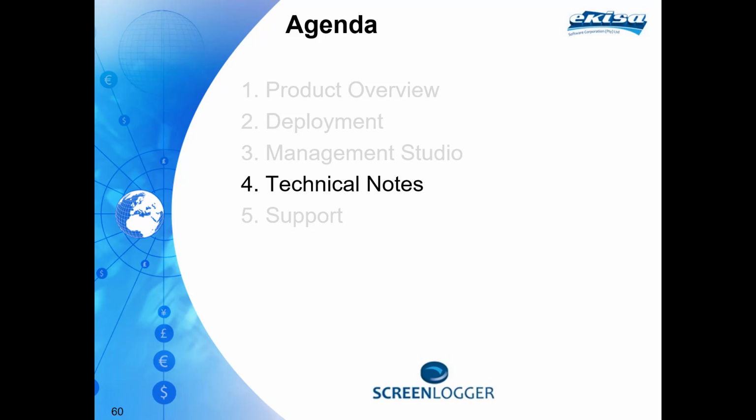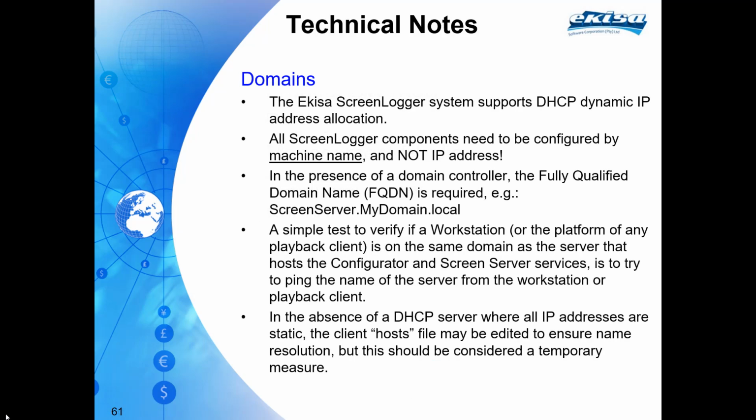Technical notes. We'll start off with some notes on domains. The Ekisa ScreenLogger system supports DHCP dynamic IP address allocation. Therefore, all ScreenLogger components need to be configured by machine name and not the IP address. With a domain controller, the fully qualified domain name must be used when referencing a server.